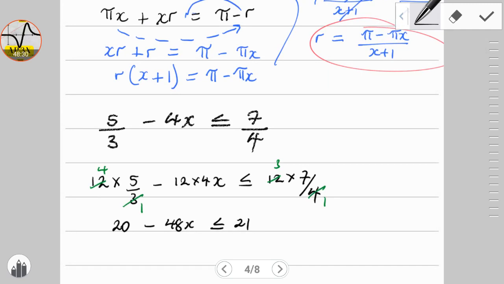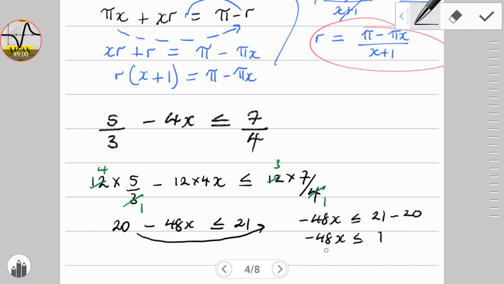Now, here is where I'm just going to traditionally do what students would be tempted to do by bringing over the 20. Now, for the students who would have decided to bring over the 20 here, then you would easily end up here with negative 48x is less than or equal to 21, take away 20, and that is fine. That is perfectly fine, perfectly correct. So you end up with negative 48x is less than or equal to 1.